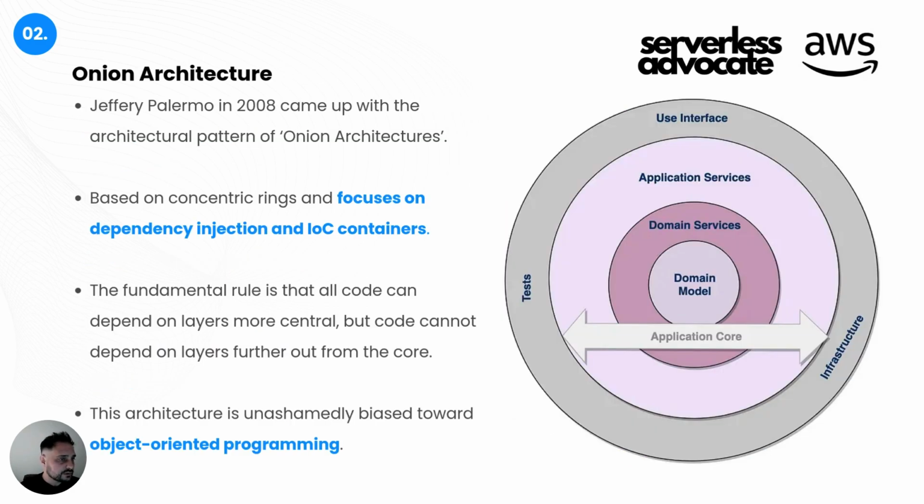And then Jeffrey Palermo in 2008 came up with this concept of onion architectures. We can see on the right-hand side here, it's made up of concentric rings, a bit like the layers of an onion. Essentially, it's the same thing. The domain services and domain model are all about the business logic. As we get further to the outside layer, this is where we've got everything from technology, services, and frameworks. This had a key focus on dependency injection and inversion of control. It also had an unashamedly bias towards object-oriented programming. It was not functional at all.